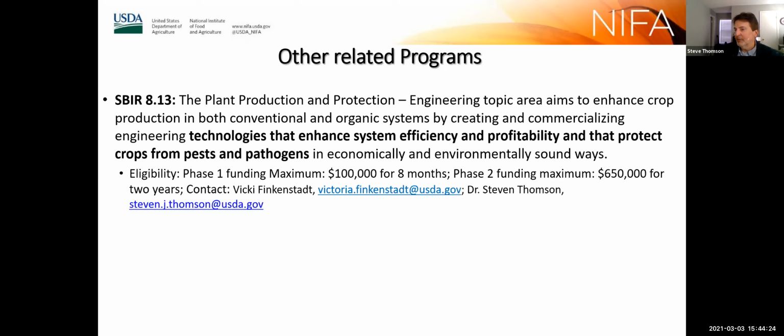I will mention one thing about this. If you do have a small business, if you're not registered in SAM and you don't have a DUNS number, you're not going to get past the front door when you're applying in grants.gov. So that's a caution. Next.